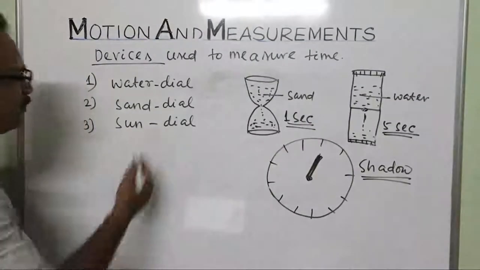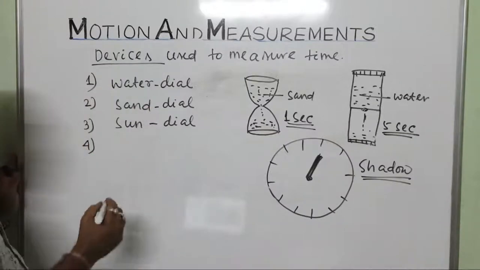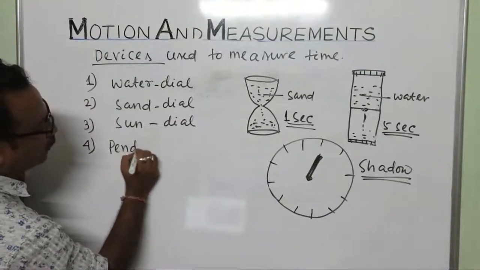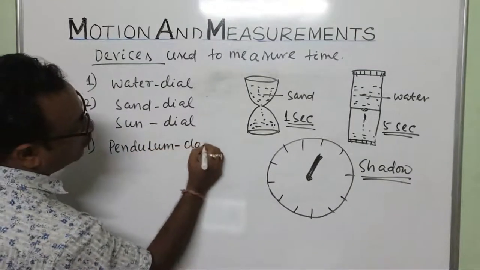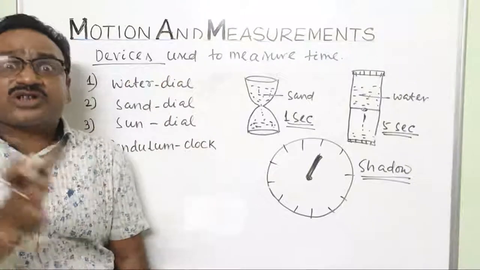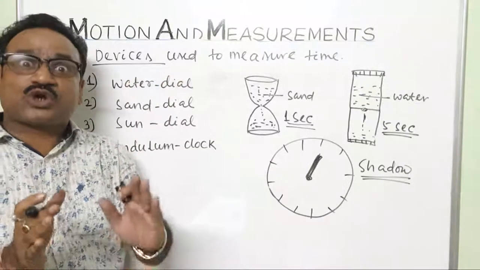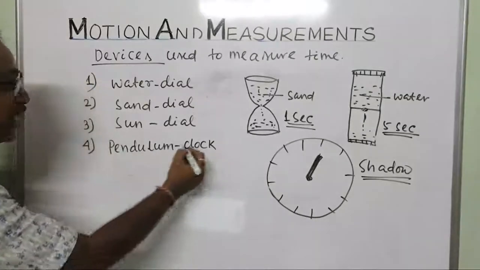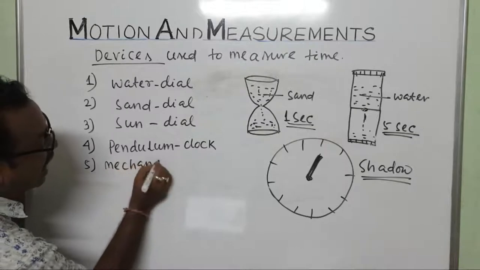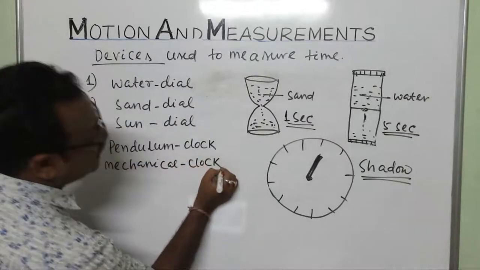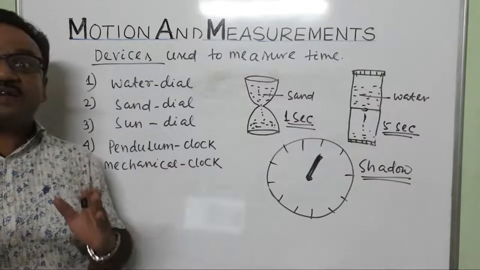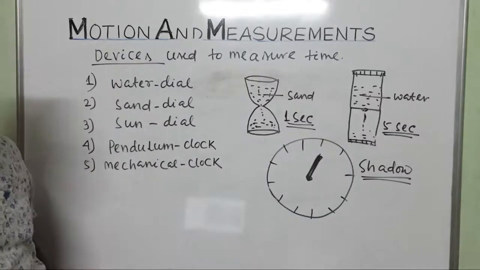Then, what came next? The scientist Galileo developed the pendulum clock. You have seen, the pendulum is moving, oscillatory motion. I will tell you about the motion of the pendulum later. Then mechanical clock. HMT, Hindustan Machine Tools, was the first company to produce mechanical clocks.